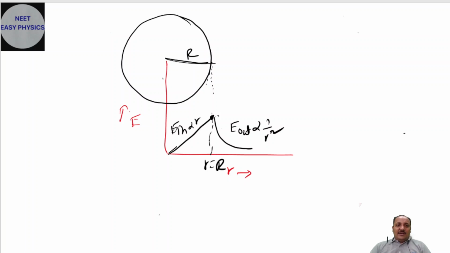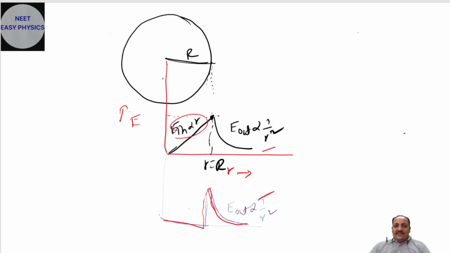For the conducting sphere, how did this graph come? Like this it came. From center to surface it is going to be 0. E outside is inversely proportional to r square, so it decreases. Correct? E inside is 0. On the surface its value is going to increase, later its value is going to decrease. Here also it is directly proportional, therefore it is going to increase and later decrease. This portion is the same for both, but this part is going to be different.